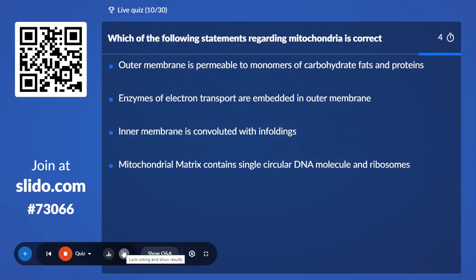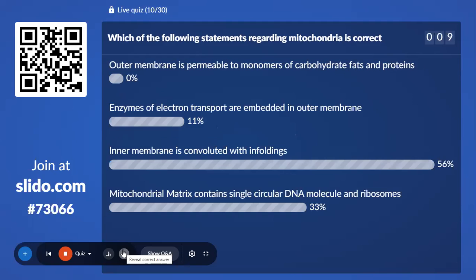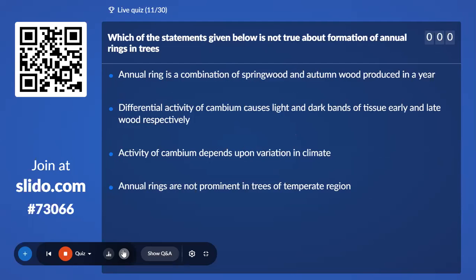And your time's up, revealing the poll rate. 56% students marked it as option C. Let's check the correct answer. It's option B, only 11% students marked it. Moving on to the 11th question. Oh my god, the leaderboard has not been added.